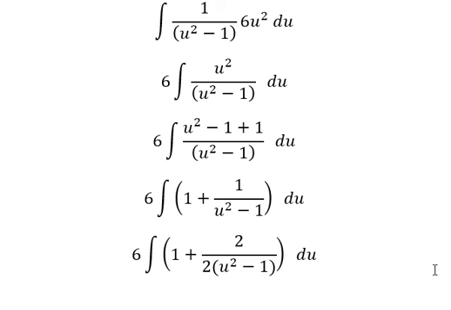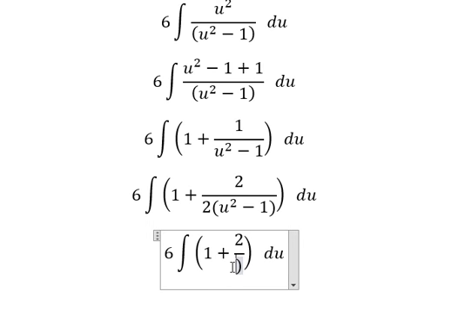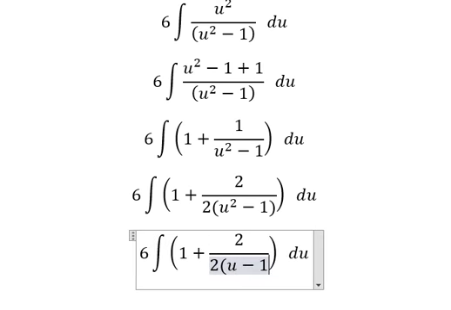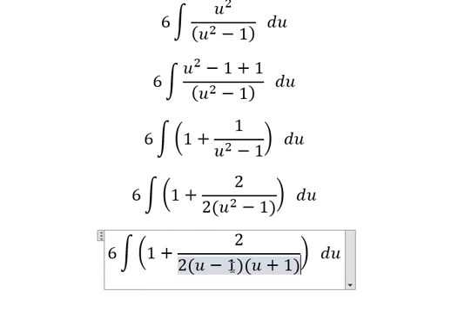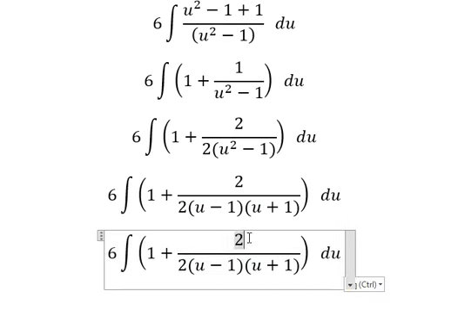Next, 1 square in here, and we see that this is an identity, so we put it into u minus 1, u plus 1. Next, number 2, that's 1 plus 1.